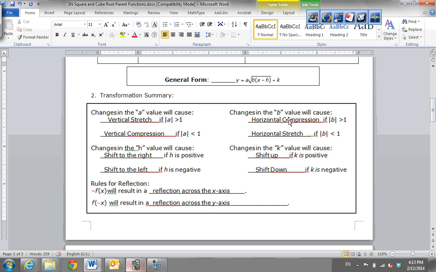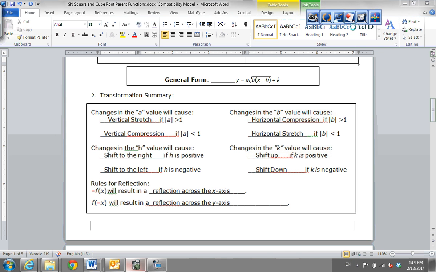Now that's opposite for b. On the inside here, if it's a big number, it's actually compression sideways. And if it's a fraction, then it acts like a big number. It stretches it out, widens it. If it's a negative number on the outside, then it reflects across the x-axis. If it's a negative number on the inside, then it reflects across the y-axis.